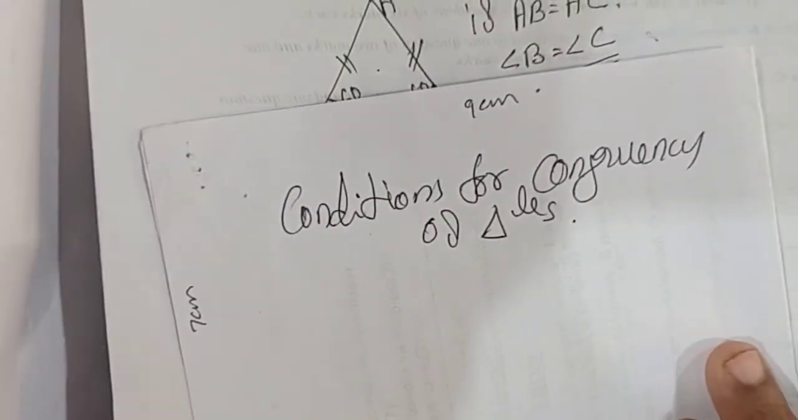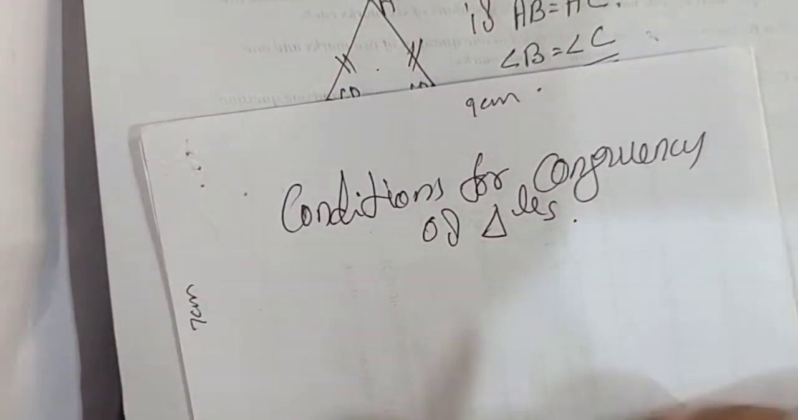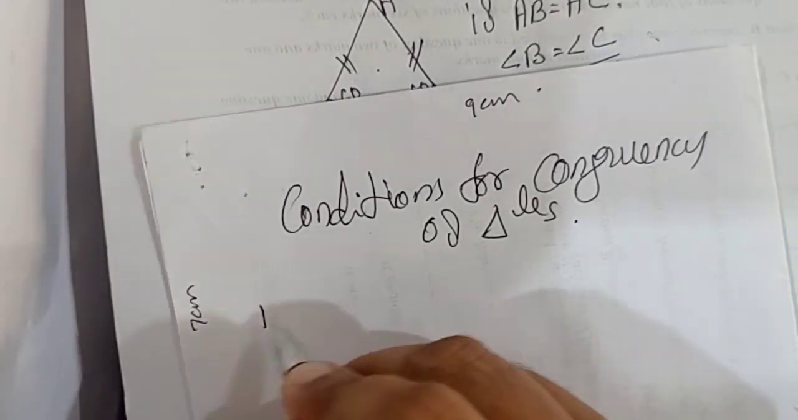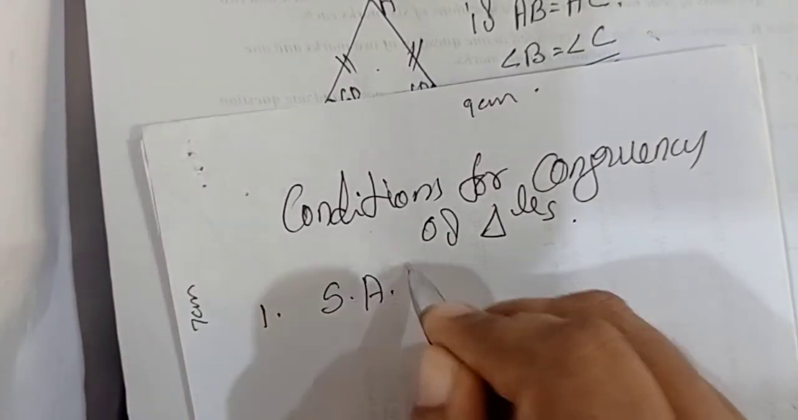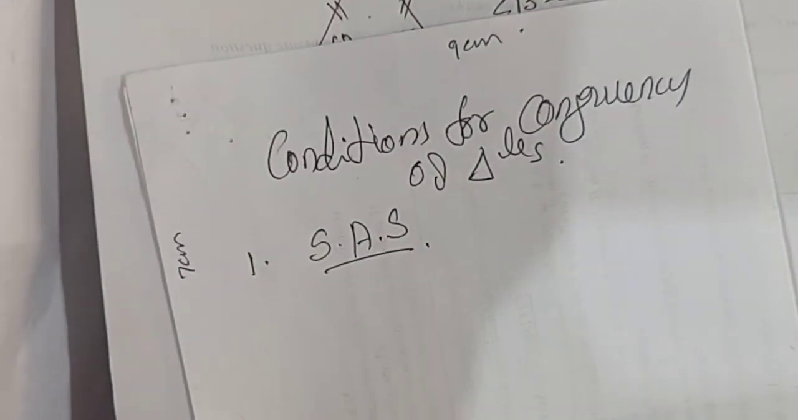Conditions for congruency of triangles. Write the first one. 1. SAS, yes, A, yes.